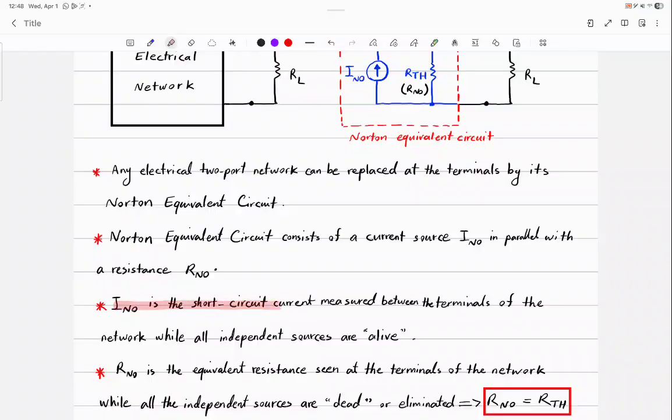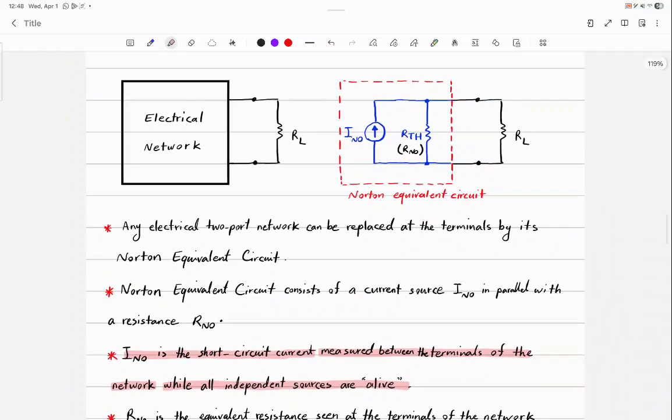So hence the definition of I_N: I_N is the short circuit current measured between the terminals of the network. Should we do anything to the independent sources? No, let them be. Don't touch them. Also, remember this for the conceptual questions on the exam. Norton equivalent circuit consists of a current source I_N in parallel with a resistance. You can call it R_N or R_TH, it doesn't matter.